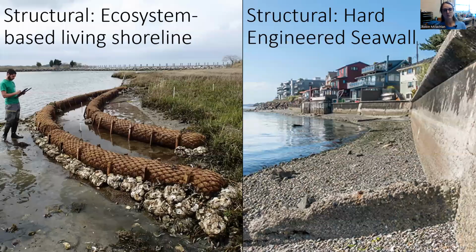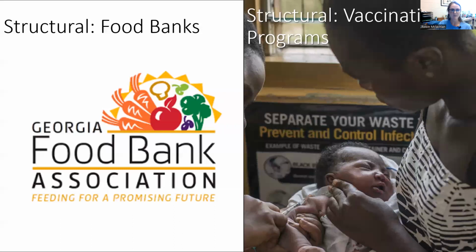So when I say structural change, again, I'm talking about things that are built. An example of this could be an ecosystem-based living shoreline versus a hard engineered seawall. Both of these things are structural, but one of them takes into account the environment. That living shoreline is better for the overall environment, and we're finding actually better at reducing wave energy and erosion as well. Other structural things that we can build are food banks, right? The physical building, the physical structure of a food bank, or the physical structure of a vaccination program. Both of those are structural.